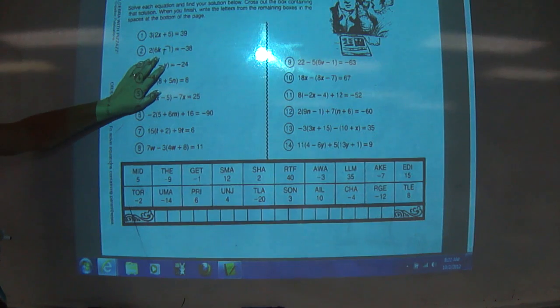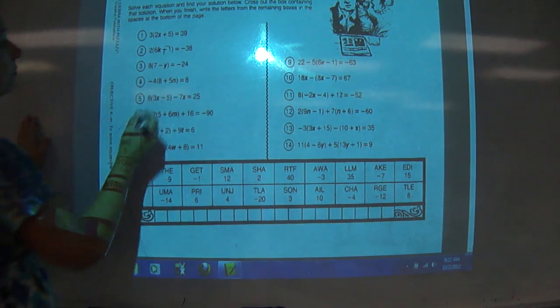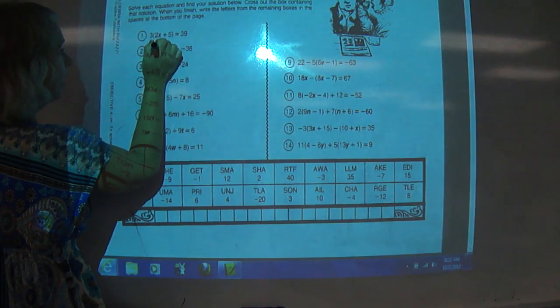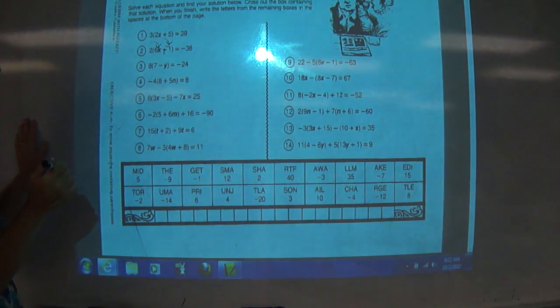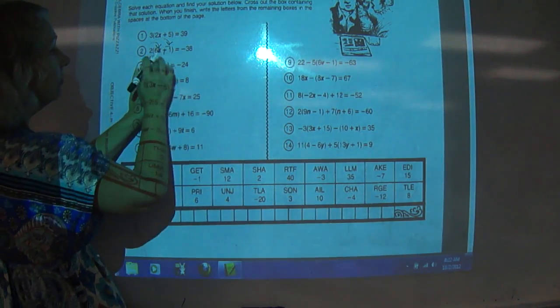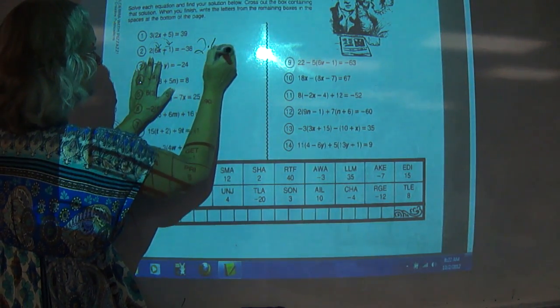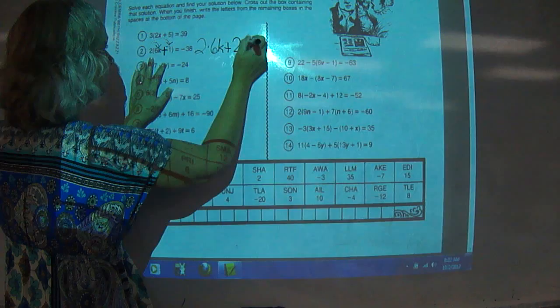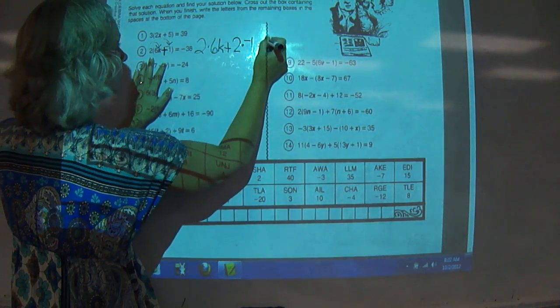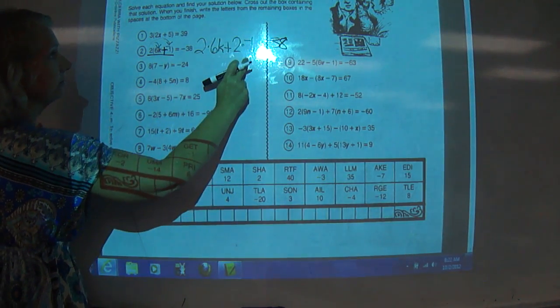Because you've got both a variable expression and an integer here, you know you're going to have to use the distributive property. So 2 is going to have to distribute or multiply with 6k, and it's also going to have to multiply with -1. So what you're actually going to do here is 2 times 6k plus 2 times -1, and that's going to be equal to -38. So that's what this turns into.